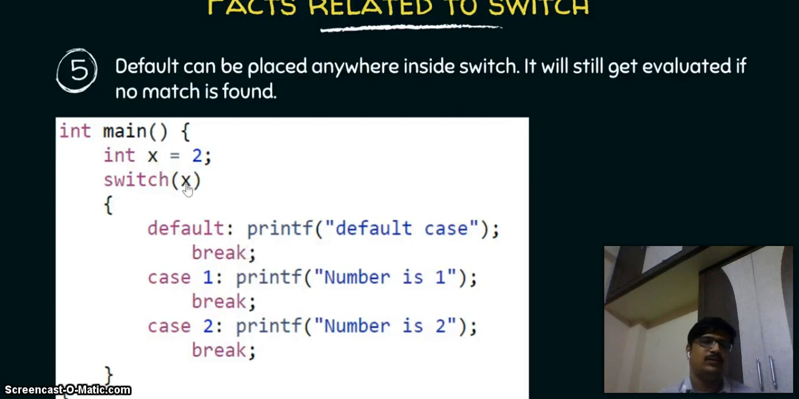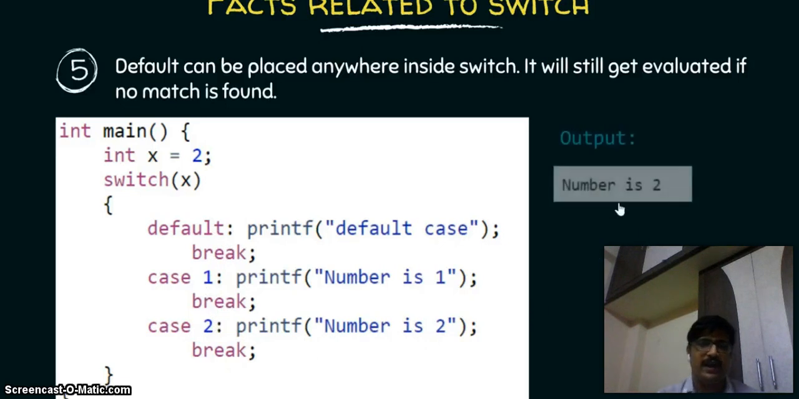So here x equals 2, therefore 2 is compared with case 1 first, but it is not equal, so this printf will not get executed. However, case 2 will be evaluated, so it is going to print number is 2. The output will be number is 2. Okay, so I hope you have understood this fact. Default can be placed anywhere, so that is a point worth noting.